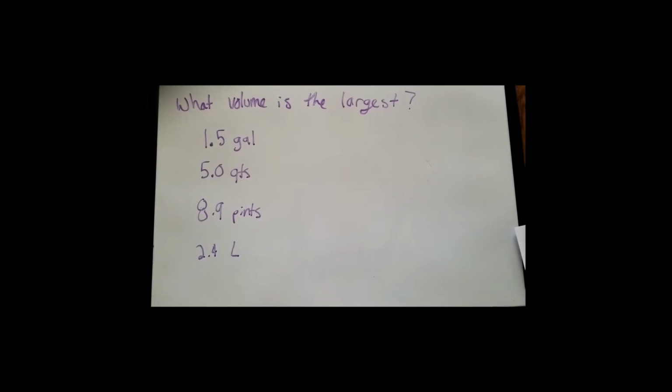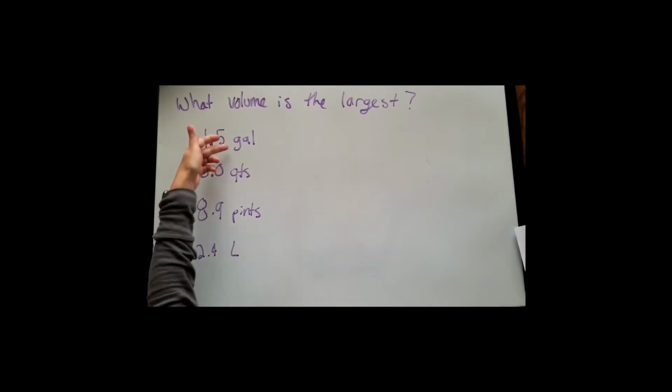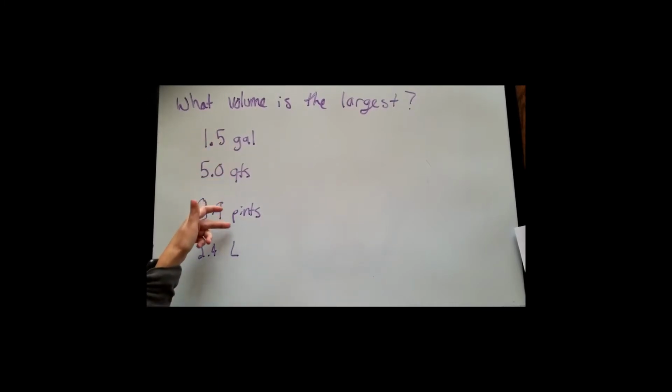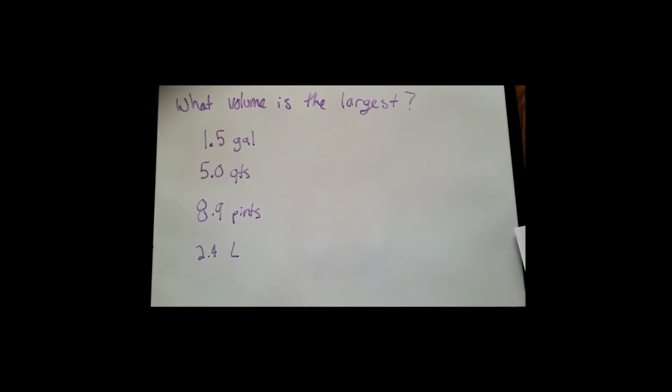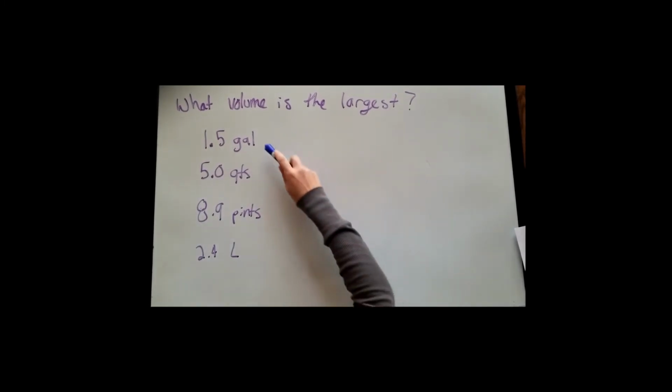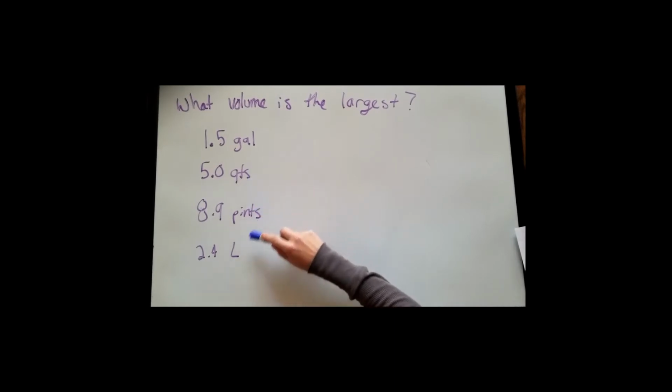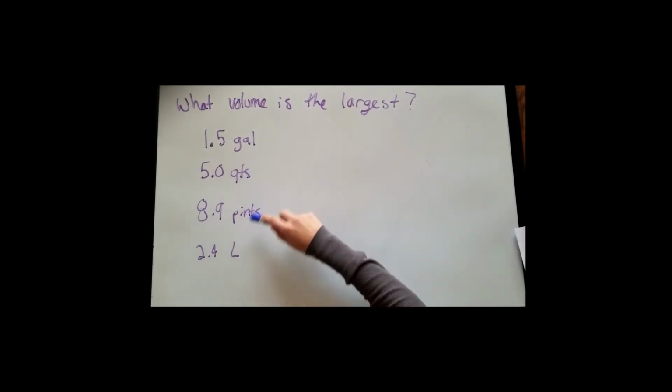So this is actually a conversion problem. Say you were given 4 different quantities. All of these quantities, notice, have different units. Now the question is asking, what volume is the largest? All of these units are volume: gallons, quarts, pints, liters. All units of volume. So which one is the largest?